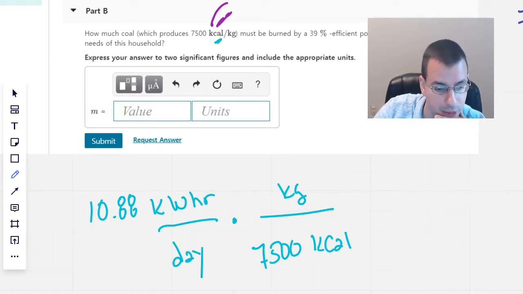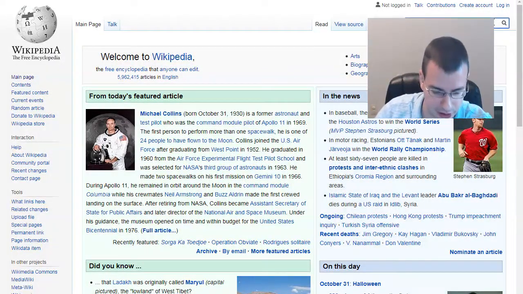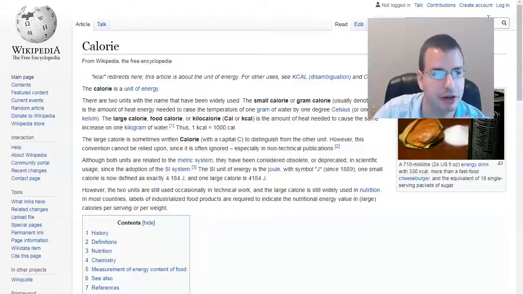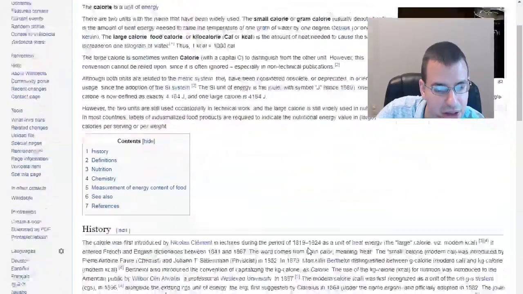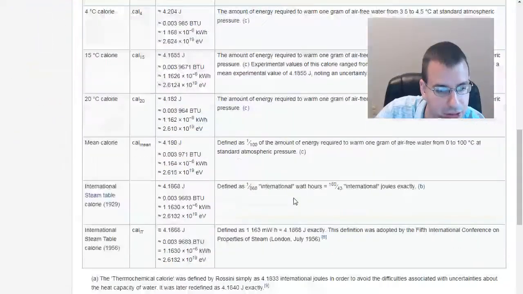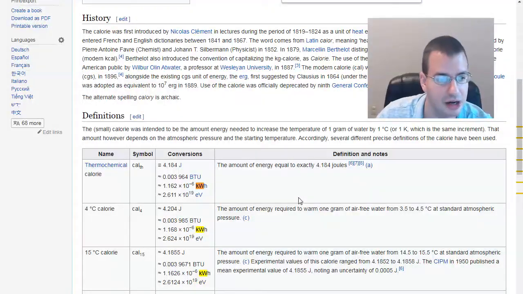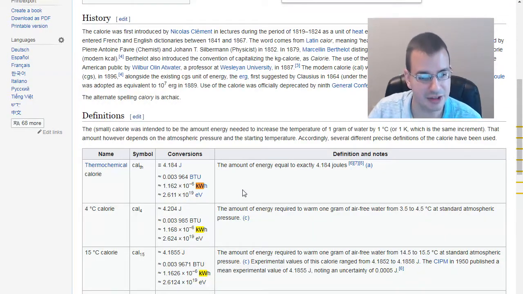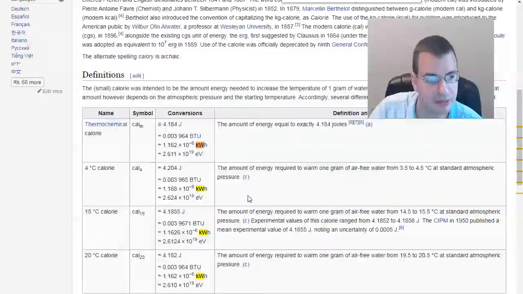So let's see here. Let me look it up. Calorie. Do we have kilowatt hours? No. If I look up kilowatt, aha. 1 calorie is 1.162 times 10 to the negative 6 kilowatt hour. Okay, I'm good with that.